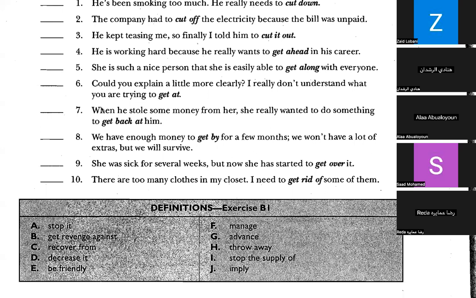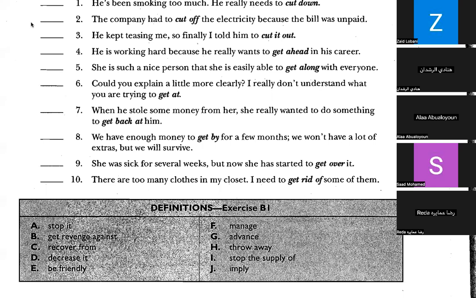When he stole some money from her, she really wanted to do something to get back at him. What did she want to do? She wanted to get back at him. What does that mean? Revenge against. Excellent. To get revenge against him. To get back at someone means to return what they did to you. Return it back to them in some kind of way.